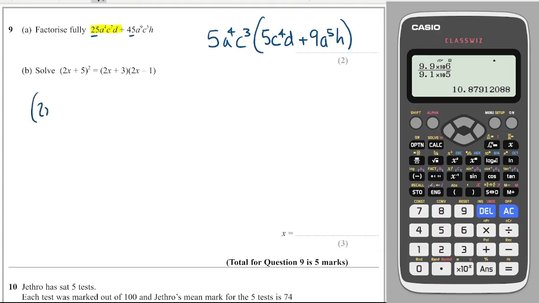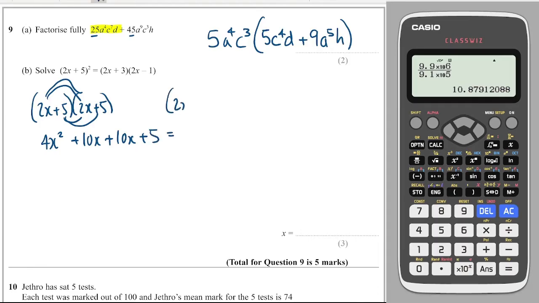I need to multiply out these brackets first off. So I will do that here. I will get 4x squared, plus 10x. I will get plus another 10x, and I will get plus 5. And then we need to multiply out these brackets. 2x plus 3, 2x minus 1. And I'll get 4x squared minus 2x plus 6x minus 3.